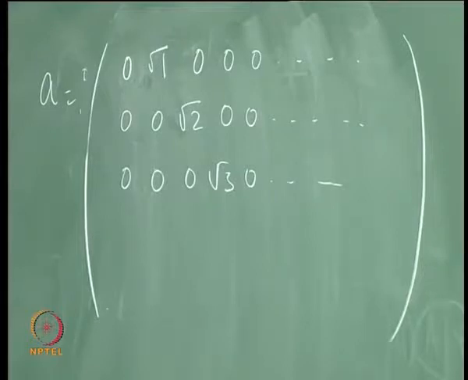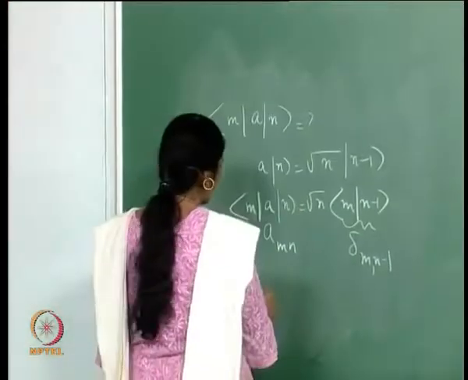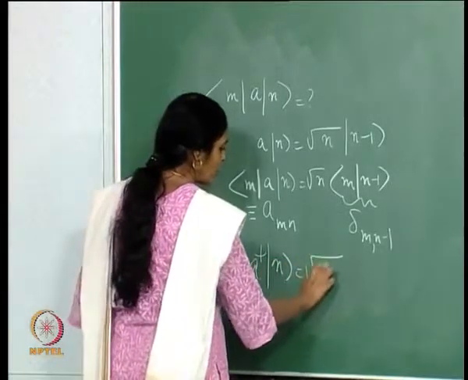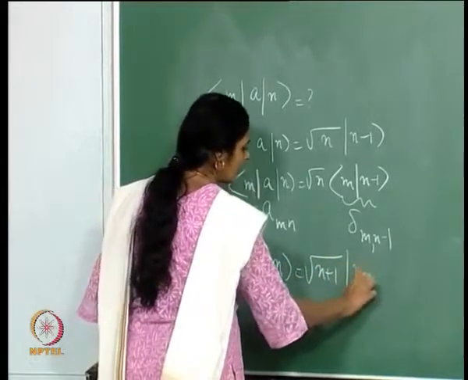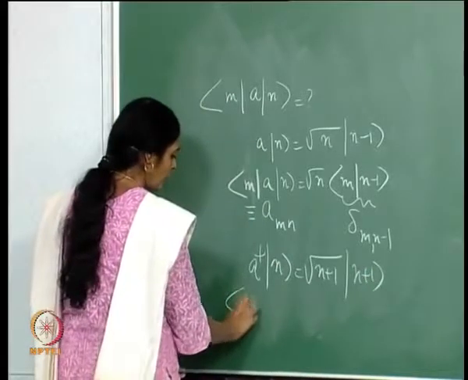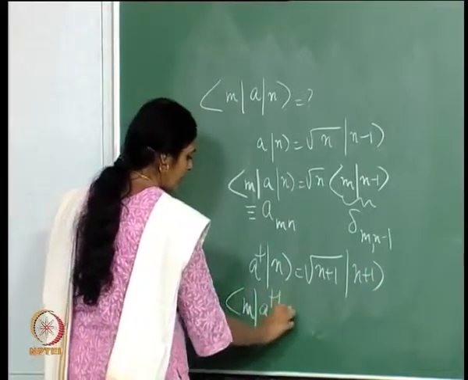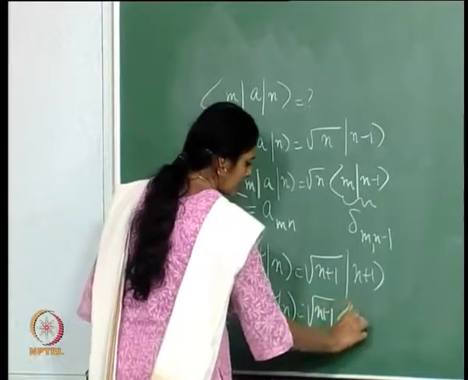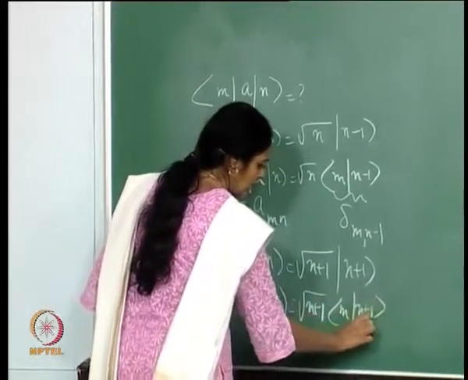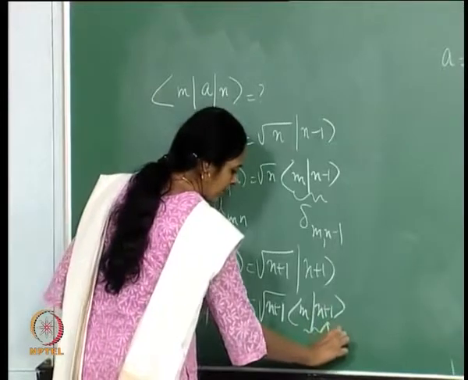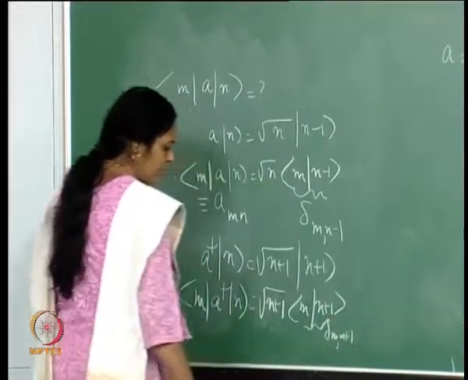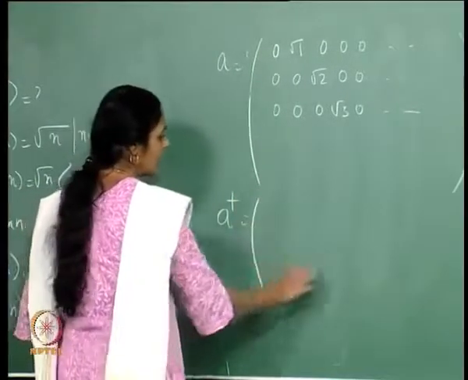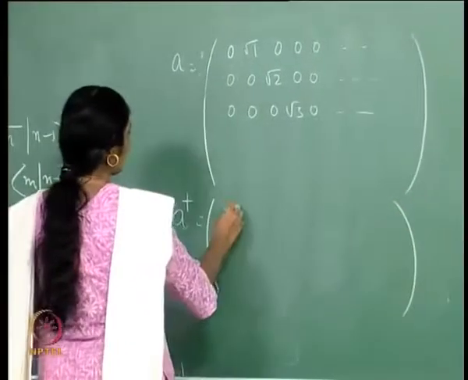A dagger, you can easily follow this procedure. Recall that A dagger on ket n is root of n plus 1 ket n plus 1, and once more we can find out the matrix element. This inner product gives us delta m, n plus 1, the Kronecker delta m, n plus 1, but I could well find out the Hermitian conjugate of A, that means interchange rows and columns.